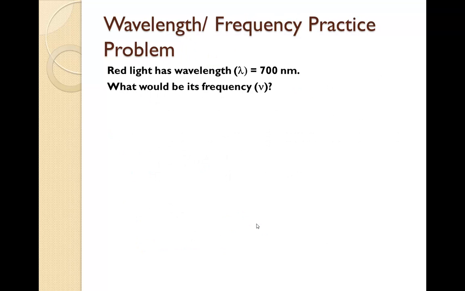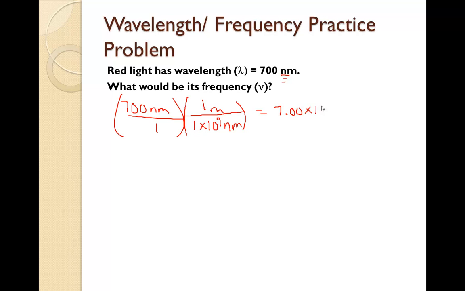Let's have an example. Red light has a wavelength of 700 nanometers. Notice nanometers. We need to get rid of that. So 700 nanometers over 1. You might remember that nano means 10 to the negative 9. So 1 times 10 to the 9th nanometers is equal to 1 meter. That comes out to be 7.00 times 10 to the negative 7 meters.